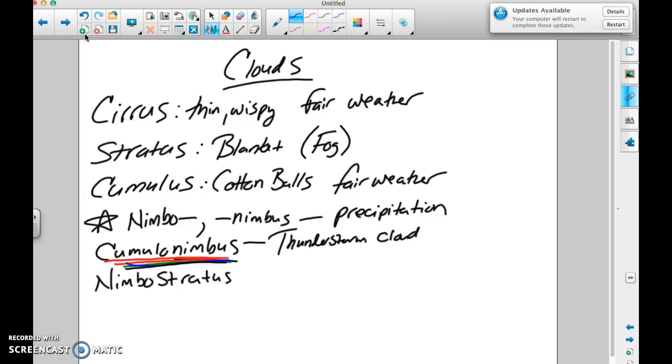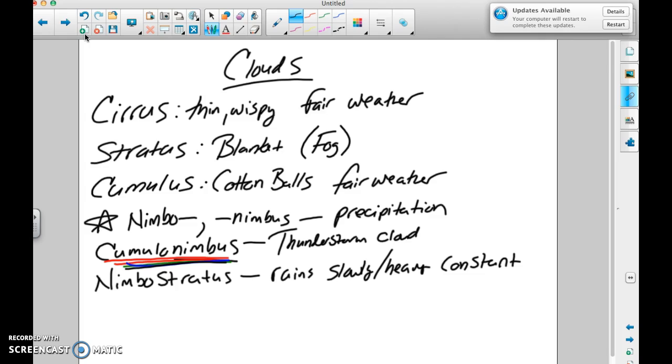Nimbostratus, you'll see as well, but these are those days when it just rains slowly, maybe a little heavy, but constant. It's not that big booming thunderstorm that you have. It's that constant, just all day rain and more rain and more rain.